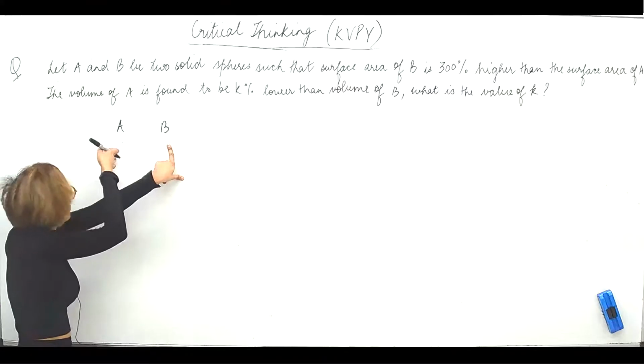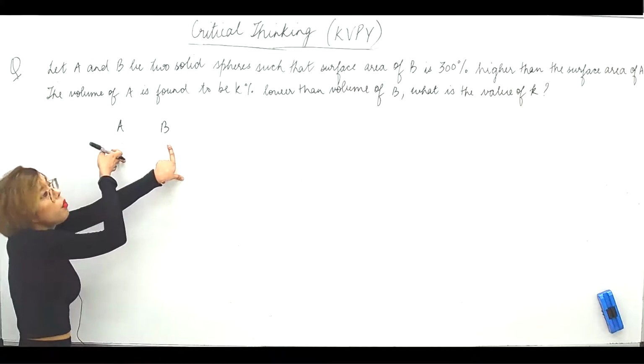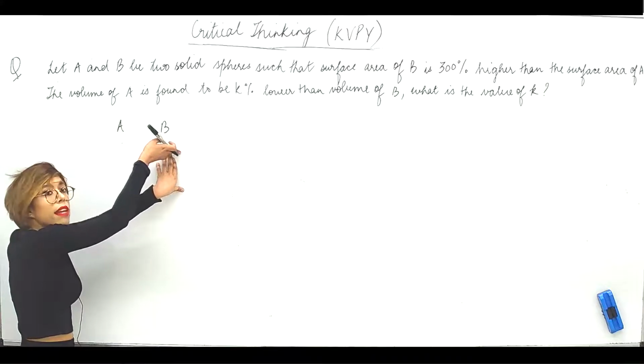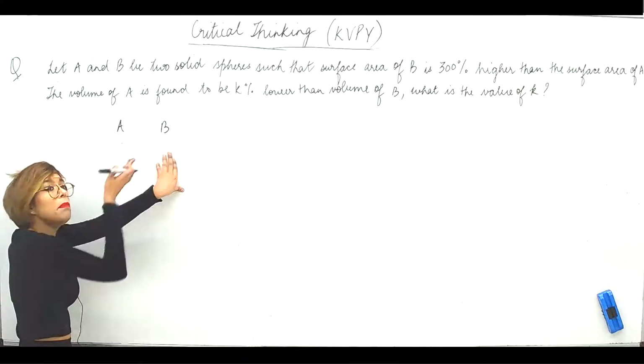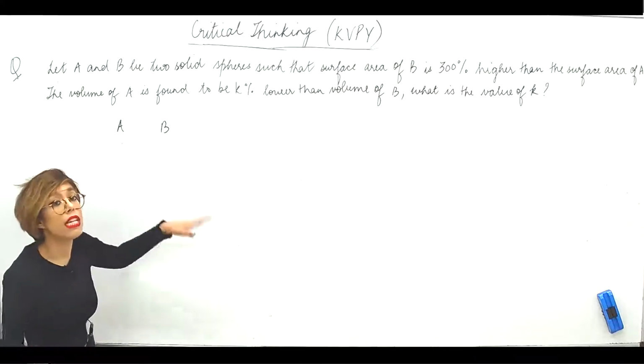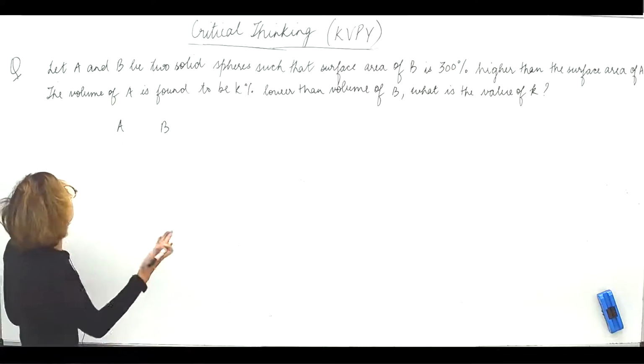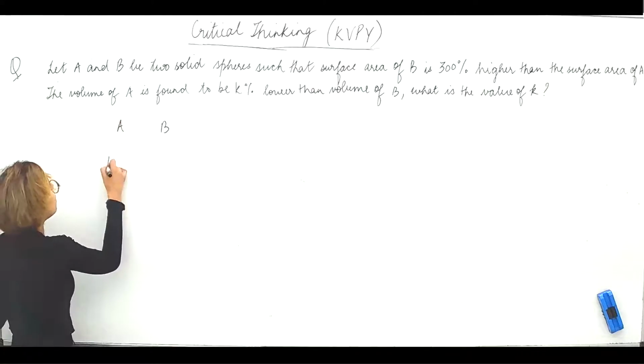Now, one way is you can suppose the surface area to be 4 pi r square, and then you can take the 300% increase and write the surface area of B. But surface area is in my hand, so I'll choose the convenient option. Now, 300% I'll choose my surface area of A to be 100.